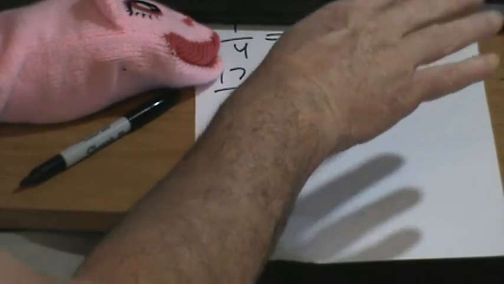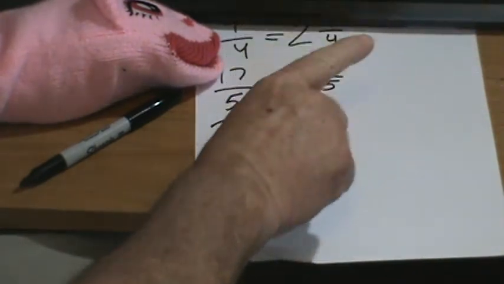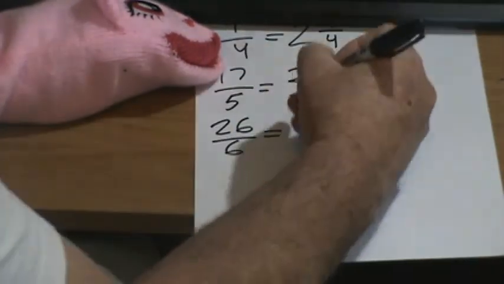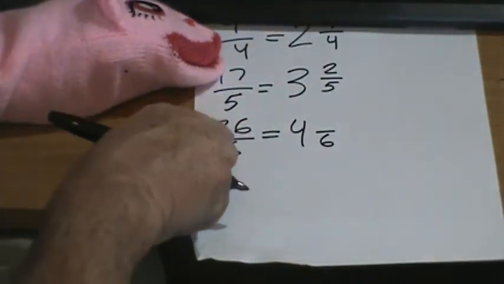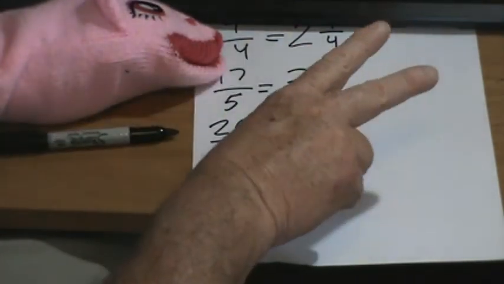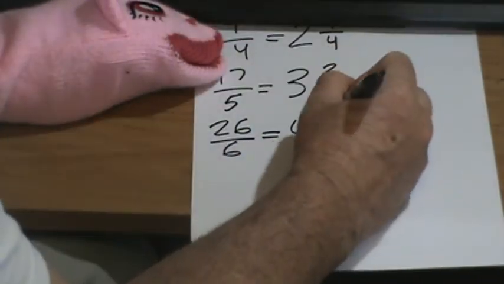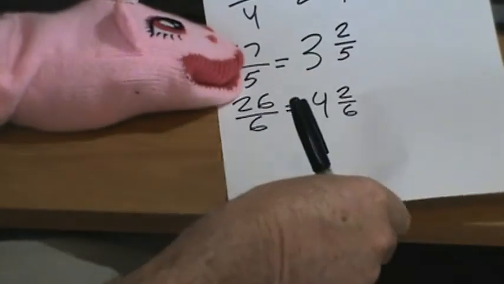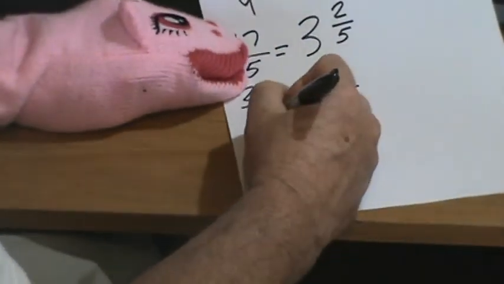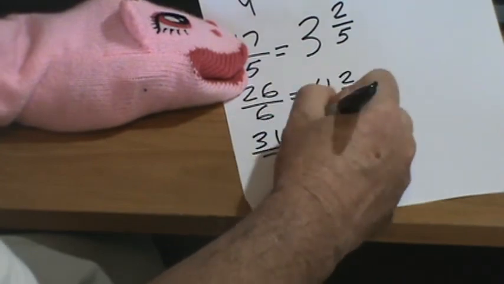And welcome back. Let's do 26 divided by 6. 6, 12, 18, 24, 30. Too many. 6, 12, 18, 24. 4. Denominator remains the same. 26 minus 24, 25, 26 is 2. And our answer is 4 and 2 sixths. Okay? And we'll continue on with 31 sevenths.